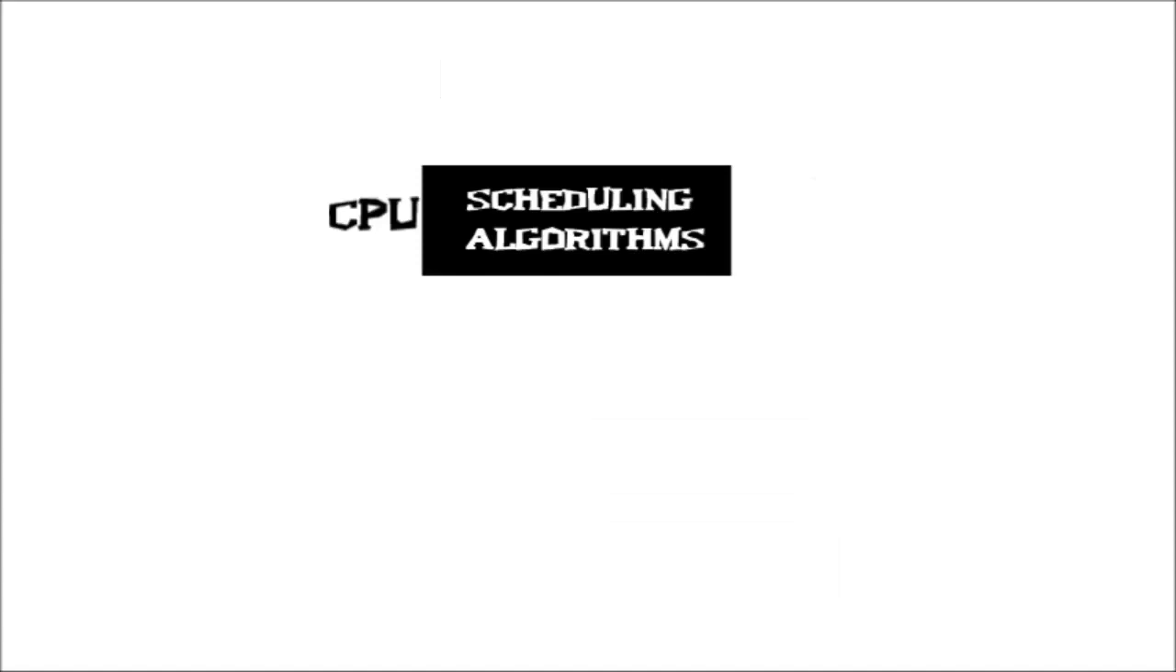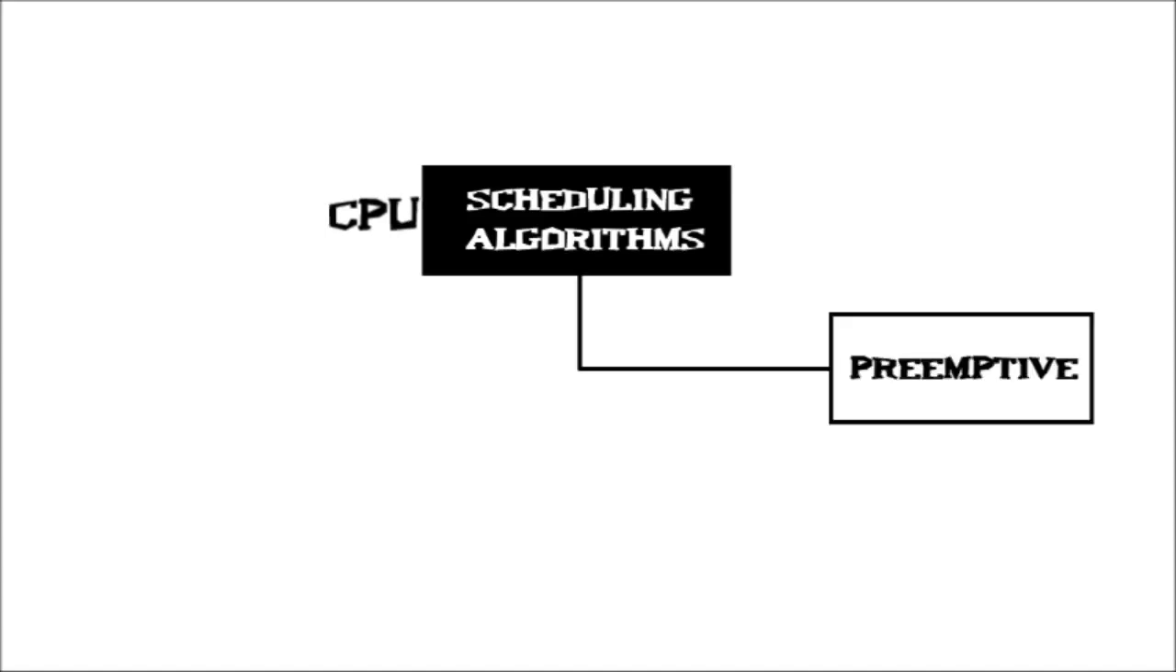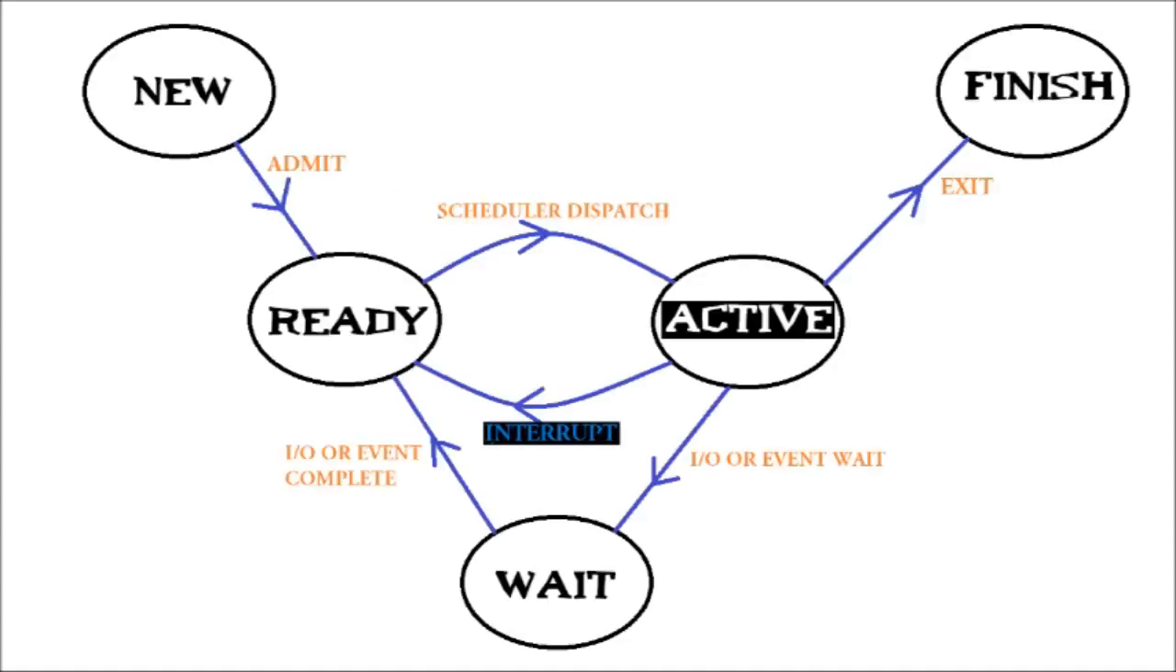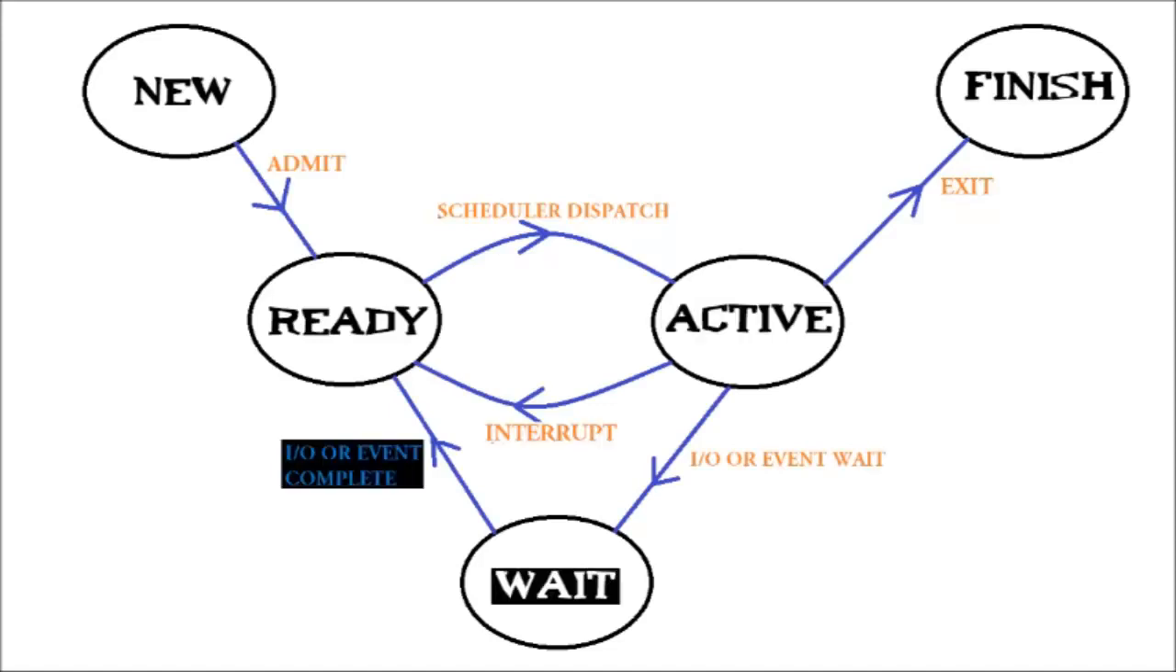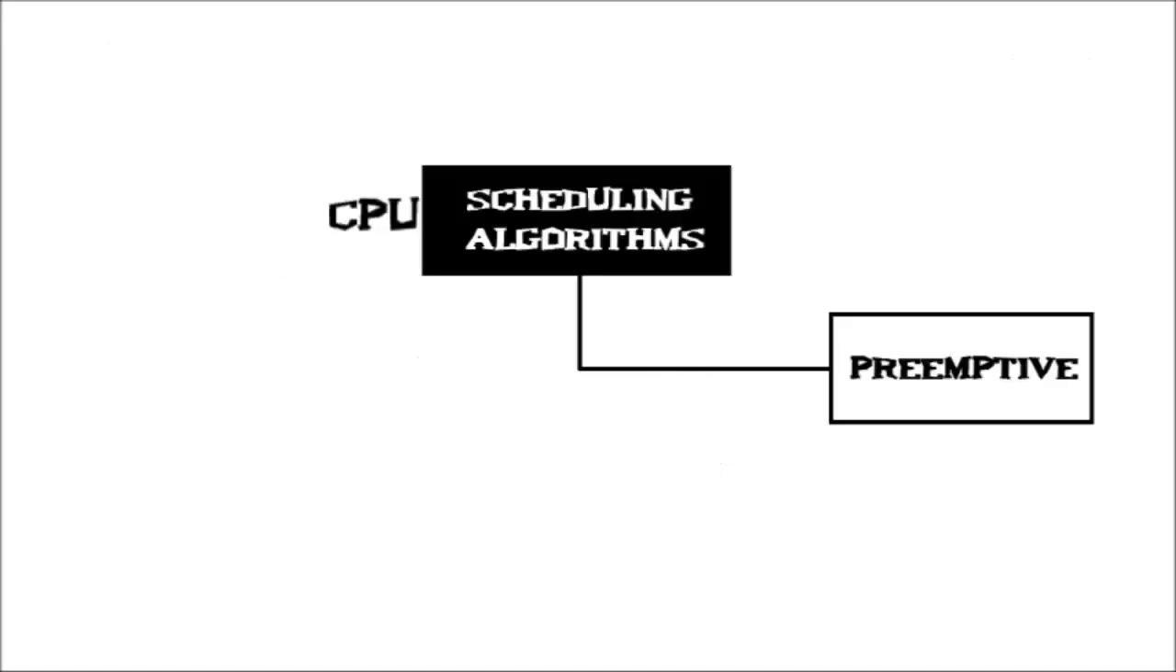CPU scheduling algorithms are used to ensure efficient use of the CPU by processes. These algorithms can be broadly classified in two classes. Preemptive scheduling: a process under execution can be interrupted, or preempted, and another process can be given access to the CPU. If a CPU scheduling decision is made when the process is either switching from active state to ready state, or from wait state to ready state, in such cases preemptive scheduling can be used.